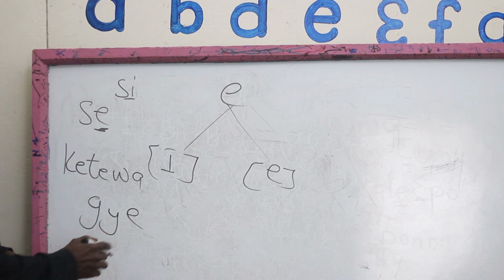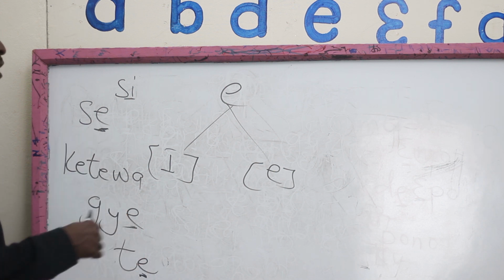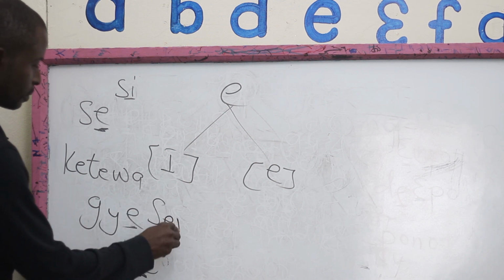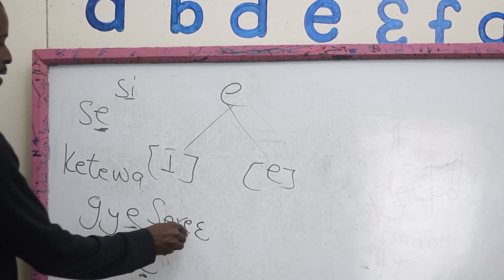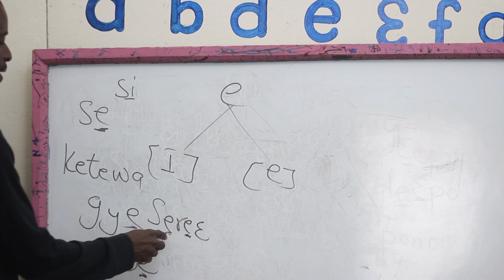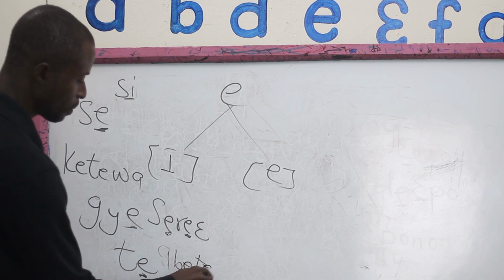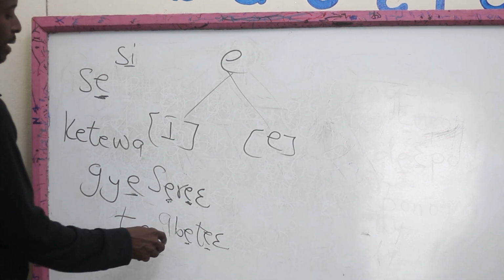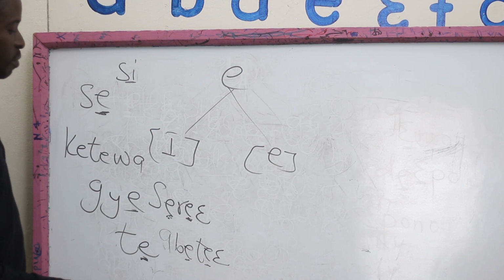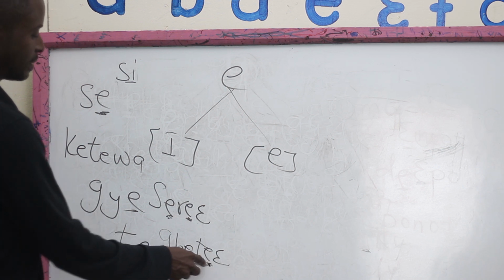To receive. Te, as to hear. Te, to hear. Serie, laughter. So note the sound e. And the last example I'll give you, abetie. Abetie is a kind of food we eat here in Ghana. Some people also call it kunkunte. I just want you to know the e sound.